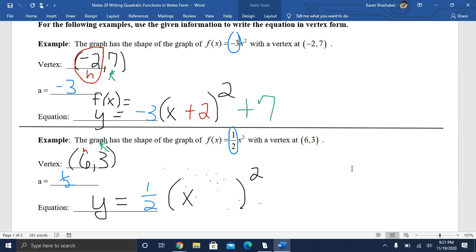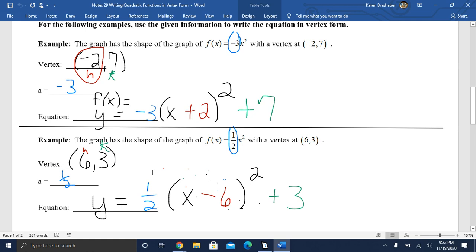Want to use the opposite sign of your h. So h was 6, so we want a -6, and we want to use whatever sign our k value had. So it was a +3, we'll put a +3. And so that graph has a vertex at 6, 3, with a shape that's controlled by the 1/2. So the 1/2 is going to make the graph open up because it's positive and be wide because it's the fraction 1/2.